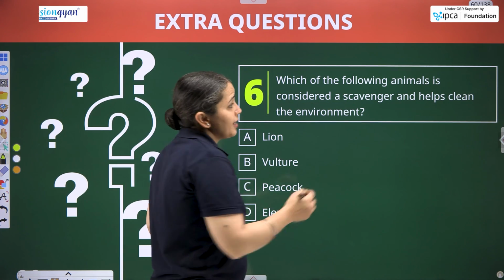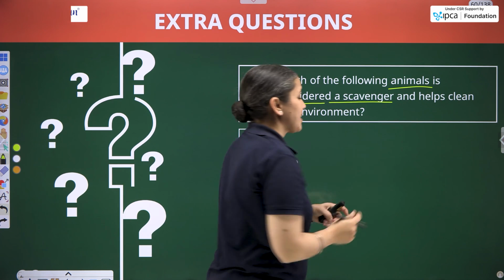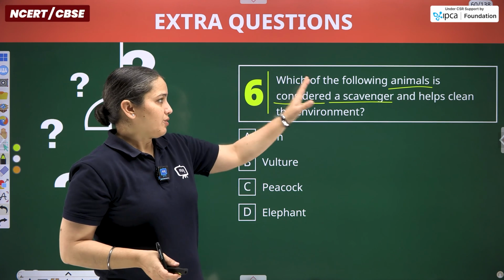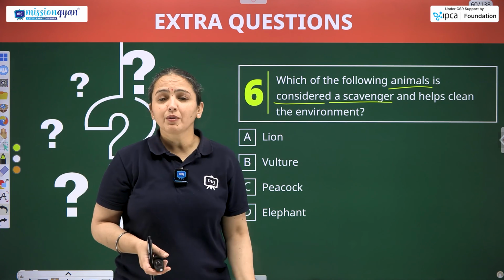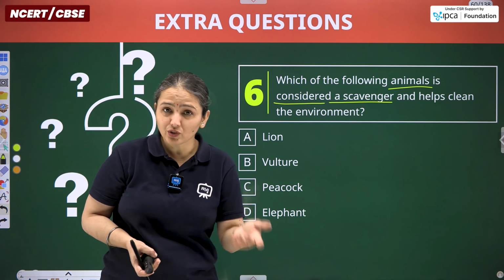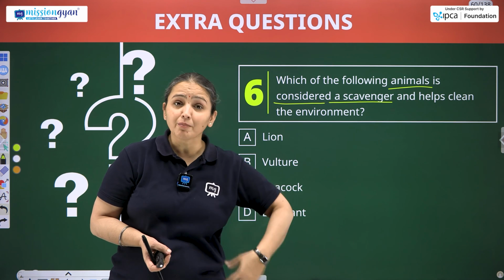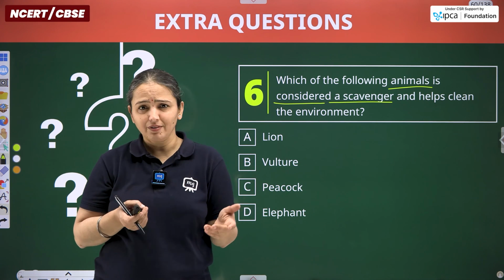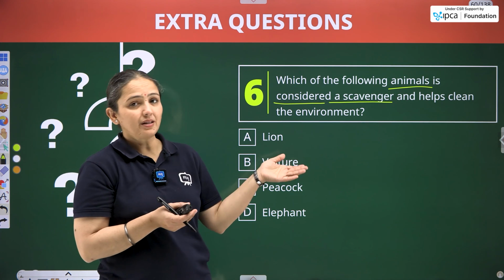Which of the following animals is considered a scavenger? Scavenger, we are talking about the flesh eating animal, and they help to clean the environment because randomly animals do die, birds do die in the open. If they will remain over there, they will decompose in open and it will create the foul smell and several spread of the diseases. So to stop that, it is helping the nature.